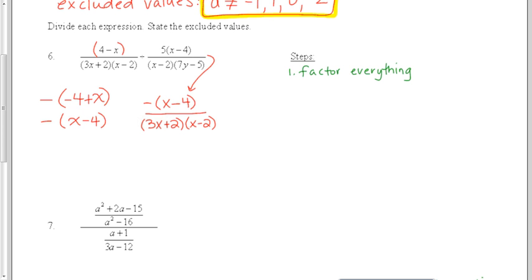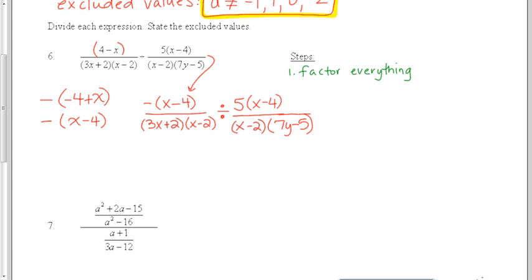Remember, this was a division problem. On the top here I had 5, x minus 4. On the bottom, x minus 2 and 7y minus 5. Okay. So that's my first step, to make sure I've factored everything. Remember that division is where we multiply by the reciprocal of the second one.